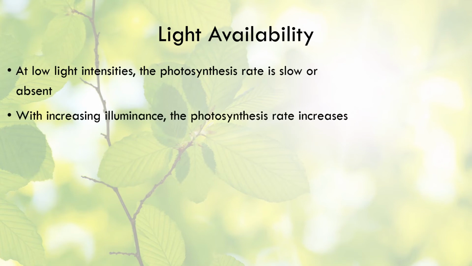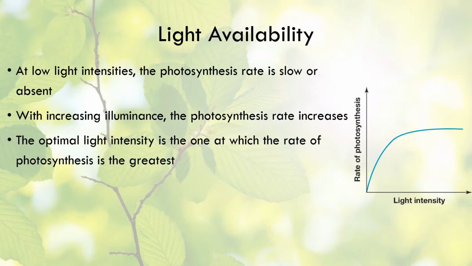At low light intensities, obviously our photosynthetic rate is slow. With increasing illuminance, so as we start to bring the light up, we turn the dimmer switch up basically, the photosynthesis rate starts to increase. The optimal light intensity is the one at which the rate of photosynthesis is the greatest. So we've got our optimal rate here, and of course you can see that's plateauing after we reach that optimal rate. So around here is your optimal rate.